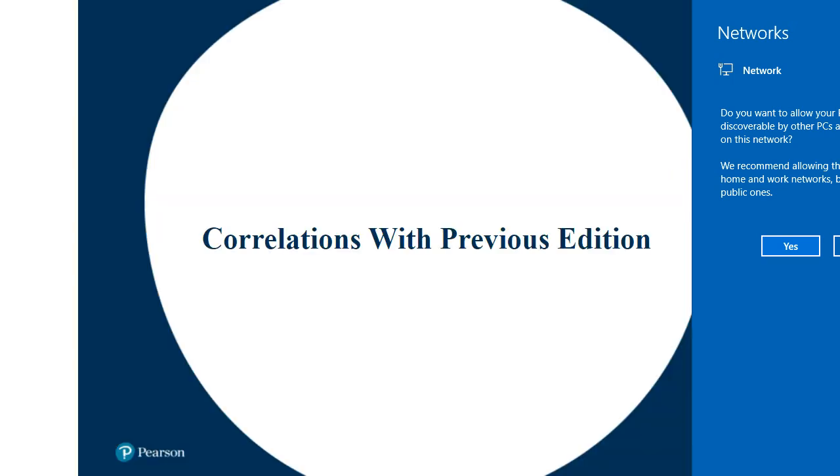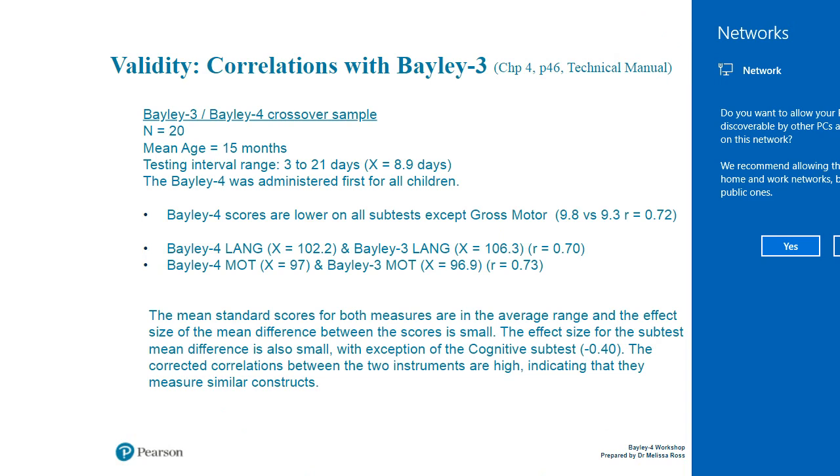Let's take a look at the correlation with the previous edition of the Bayley scales, the Bayley-3. You may need to look at longitudinal research where the Bayley-3 is compared to the Bayley-4. They are sufficiently correlated to be compared. A perfect correlation equals 1. The mean standard scores for both measures are in the average range, and the effect size of the mean difference between the scores is small. The effect size for the subtest mean difference is also small, with the exception of the cognitive subtest.